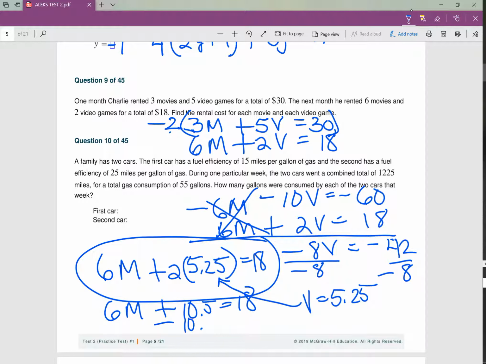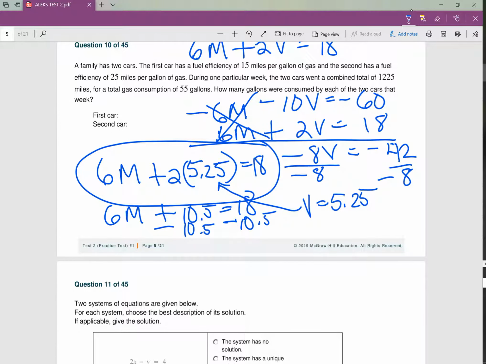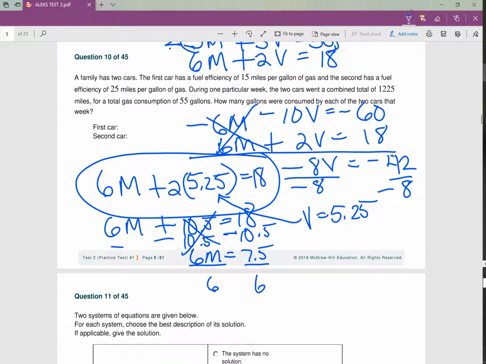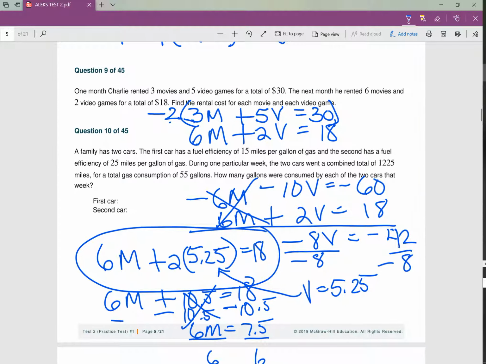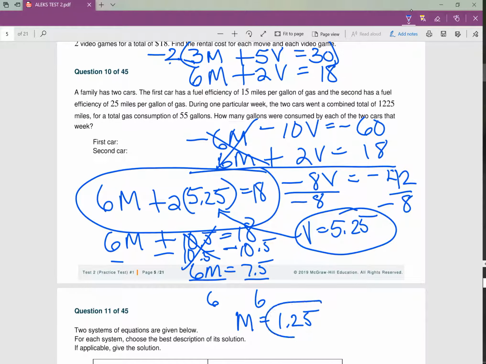I'm going to subtract 10.5 on both sides. So now I have 18 minus 10.5, which leaves me 7.5 on this side, because this all cancels. So I have 6m is equal to 7.5, and the last step, I'm going to divide by 6 on both sides. So 7.5 divided by 6 is $1.25. So the movies cost $1.25. So again, video was $5.25, and the movies were $1.25.